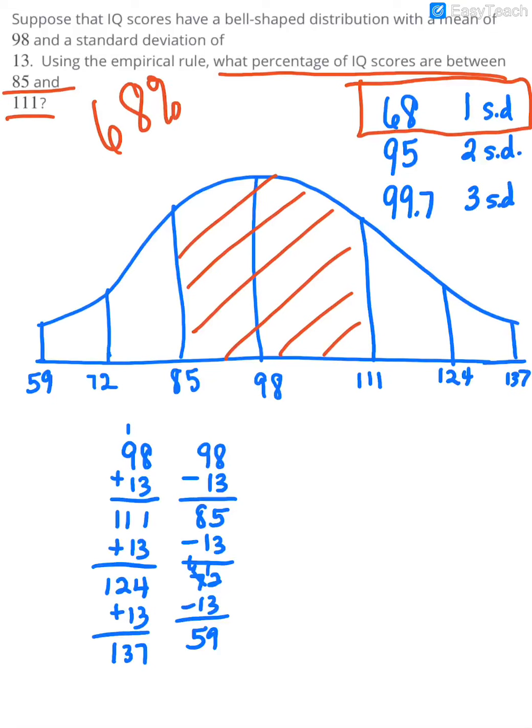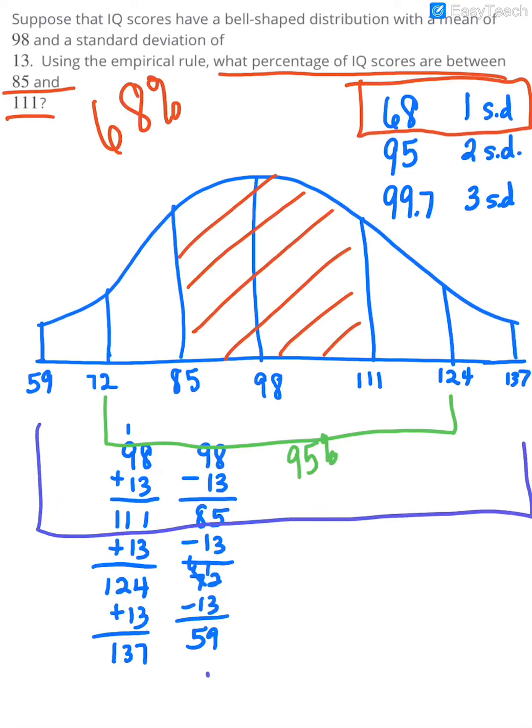Now, had the question said something like, what percentage of the data are between 72 and 124? Then you would have answered with 95%. Or had the question said something like, what percentage of the data are between 59 and 137? Then you could have said 99.7%. So that's how you apply the empirical rule.